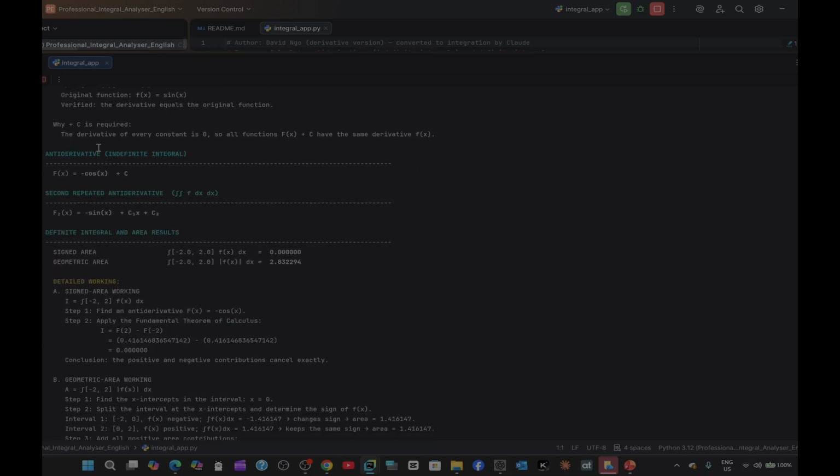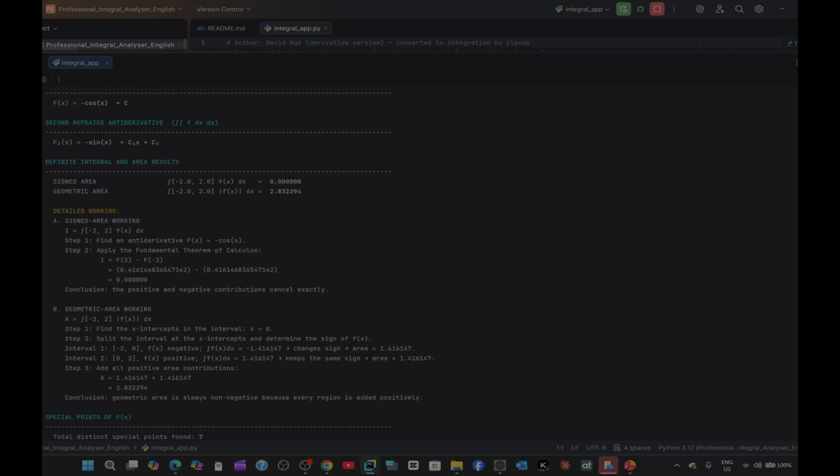And how interesting, look at it here. f(x) equals sine x. So your second one repeats the derivative like that. For the signed area, you have the integral from minus 2 to 2 equals 0. And for the geometric area, you got 2 times the area above. Right, the detailed working: how to work out the signed area from minus 2 to 2. Again, step 1, you find the antiderivative. Step 2, right, so this cancels out. So f(2) minus f(minus 2) cancels out, equals 0. So concluding, the positive and negative contributions cancel exactly. So for the geometric area, you have to use the positive side.